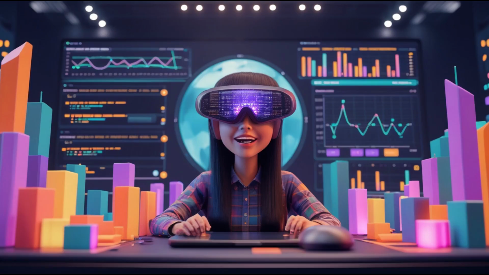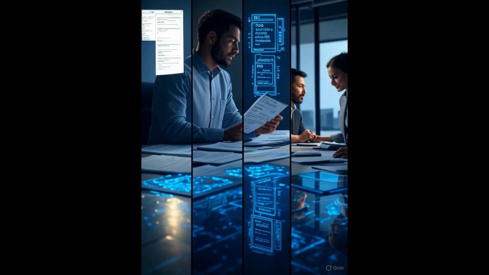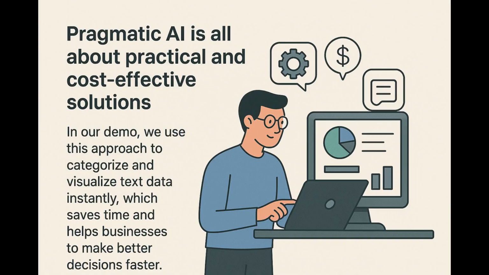Here we have to know why Pragmatic AI solutions are needed in 2025. Today's businesses handle a huge amount of text data, okay? Things like customer queries, social media comments, and logs. So, doing this manually takes a lot of time and money. Here, we need to understand that Pragmatic AI is all about practical and cost-effective solutions, and it uses existing tools and pre-trained models to give quick results without complex setups. Okay. In our demo, we use this approach to categorize and visualize text data instantly, which saves time and helps businesses make better decisions.